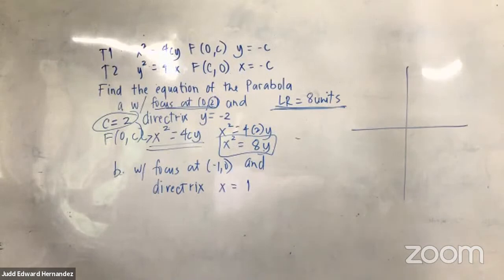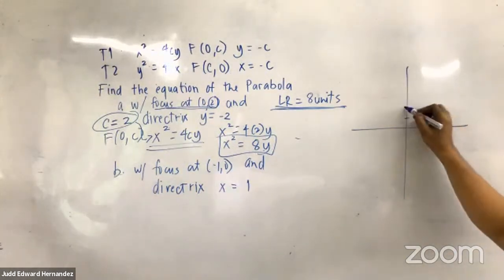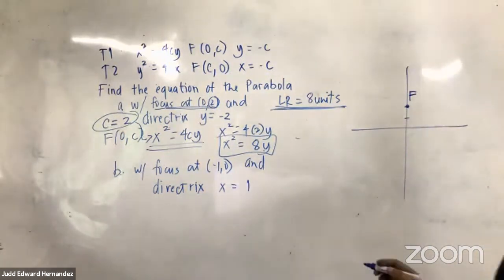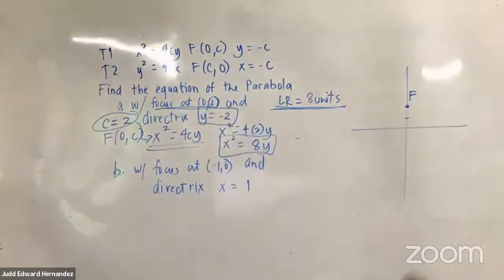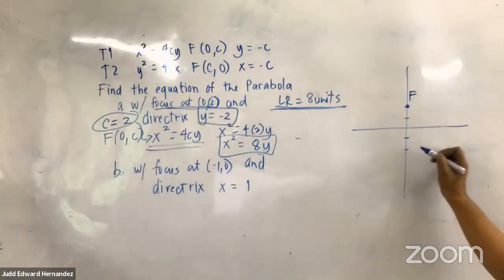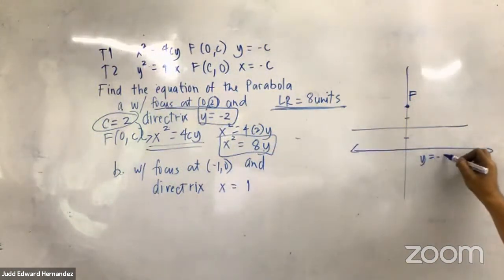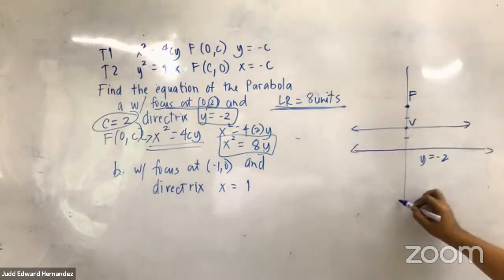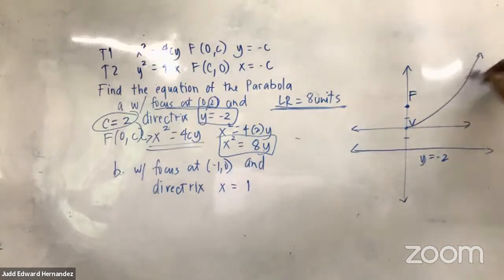If we graph it, what does it say? The focus is located at 0, 2. So that is 0, 1, 2. This is the focus. If this is the focus, where is the directrix? The directrix is located at y negative 2. Therefore, this is the directrix. Y is equal to negative 2. Therefore, where does the parabola open? Upward. Our parabola is opening upward.